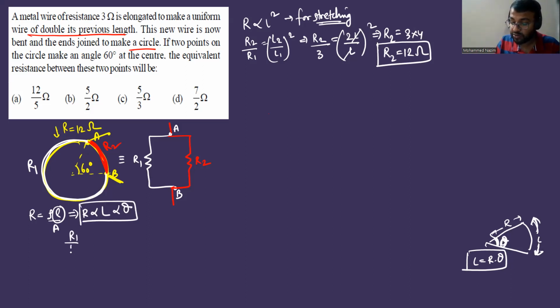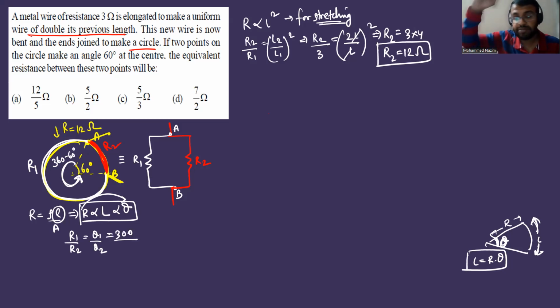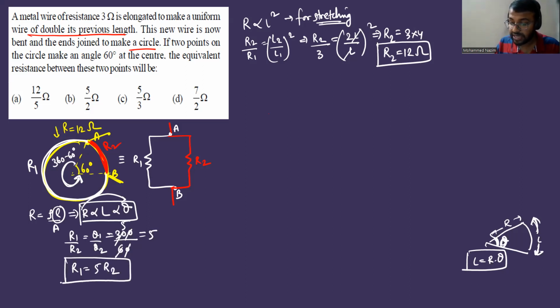Therefore, R1 by R2 will be equal to how much? Since it is proportional to theta, I'll get theta1 by theta2. This R1 subtends how much angle at the center? Total angle is 360, and this is already 60. So this will be 360 minus 60, which is nothing but 300. And the second part of the wire will subtend how much angle at the center? 60, isn't it? R1 is subtending 300 and R2 is subtending 60. So R1 by R2 is 5, or R1 is equal to 5R2.